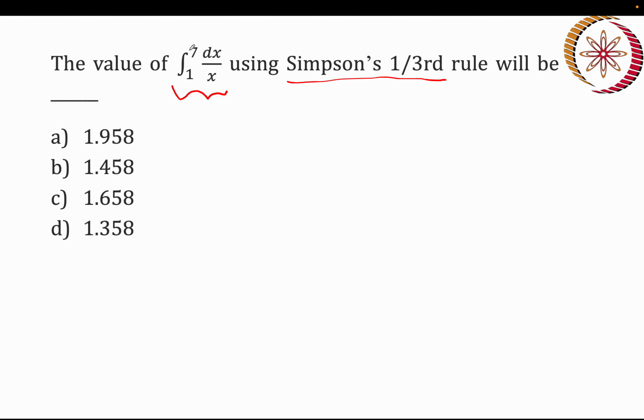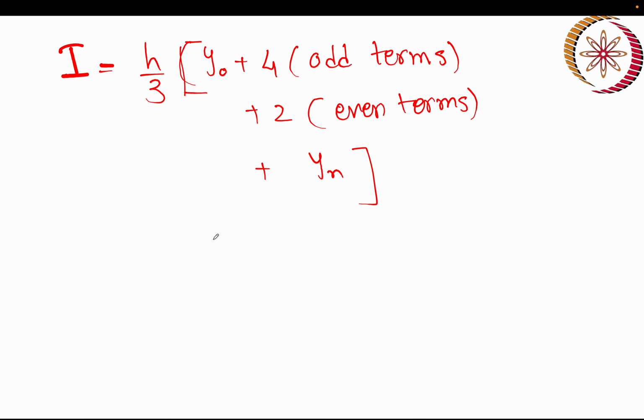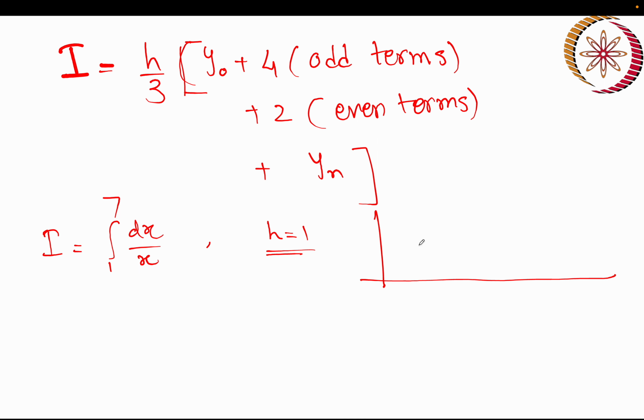We'll solve the question now. So the integral from 1 to 7 of dx by x. The step size is not given, so we'll assume the step size to be 1. In that case we'll see whether we can use the Simpson rule with the step size of h equal to 1. So in this case I'll just graphically draw and then we'll see.